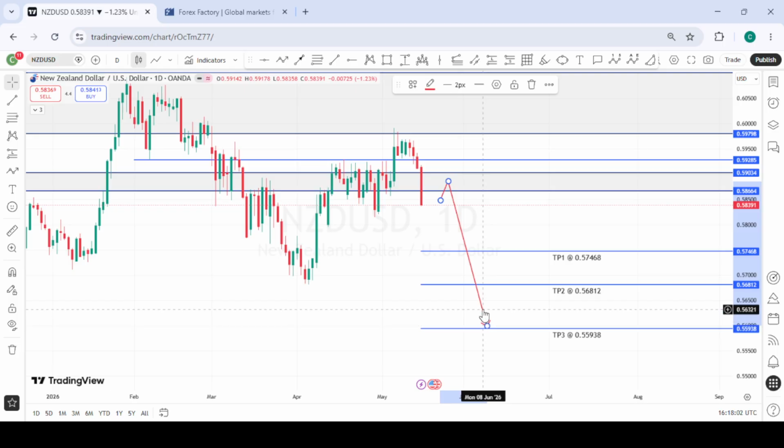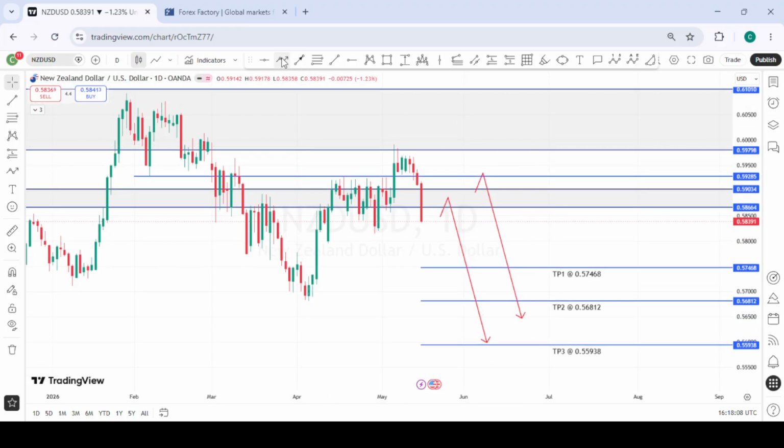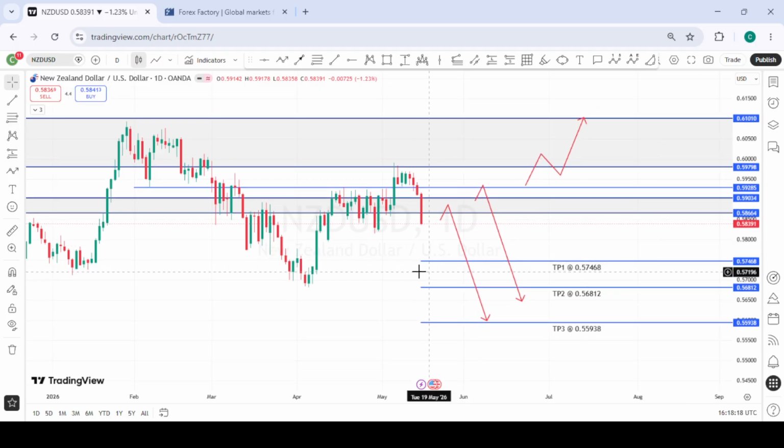Should price pull back to the second zone above, we will still be interested in taking the sells from there to the downside. Should price find its way to break above this daily structure we have here, then we know we are heading bullish. Until then, we are very bearish on NZDUSD for the coming week.